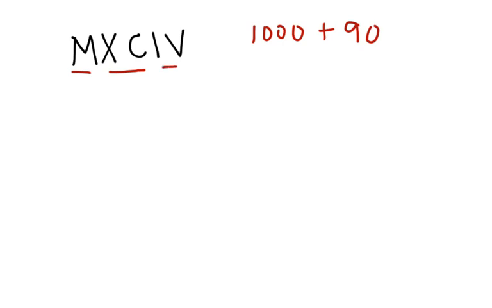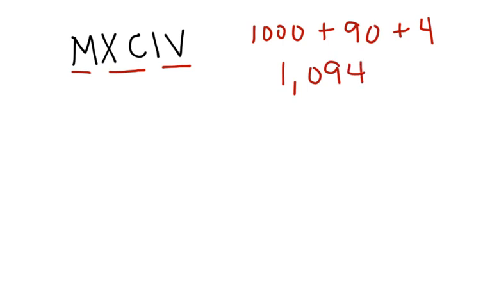And then here again, I've got IV. When we've got a smaller number in front of a larger number, instead of doing any addition there, I've got to subtract 5 minus 1, and that's a 4. So the value of this number is 1094.